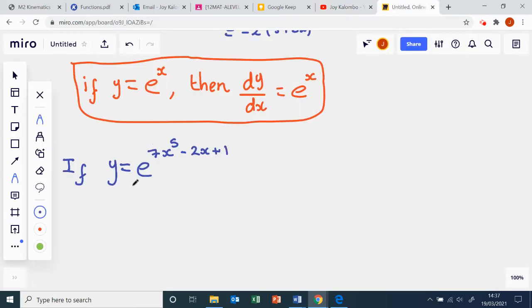First of all, note that if y equals e to the x, then dy dx is also equal to e to the x. That's going to be useful to us in a moment. So using our chain rule, we want to let u equal the inner function, which in this case is the exponent or the index. So we have 7x to the power of 5 minus 2x plus 1.